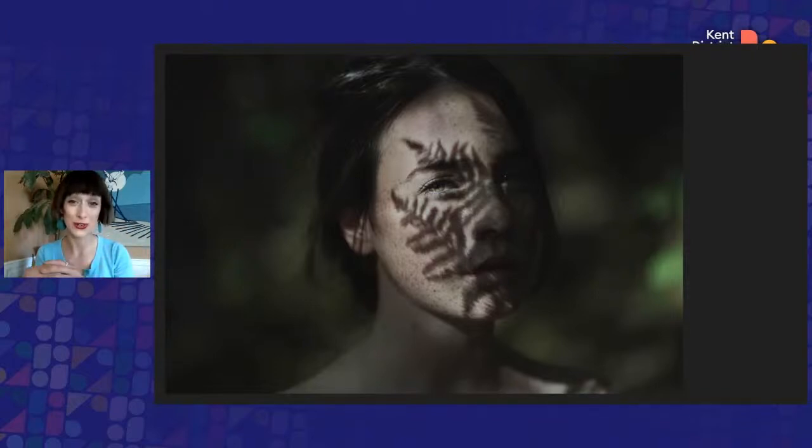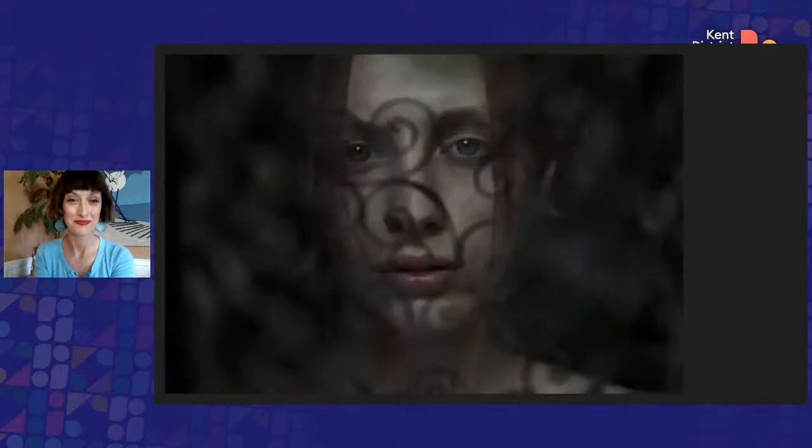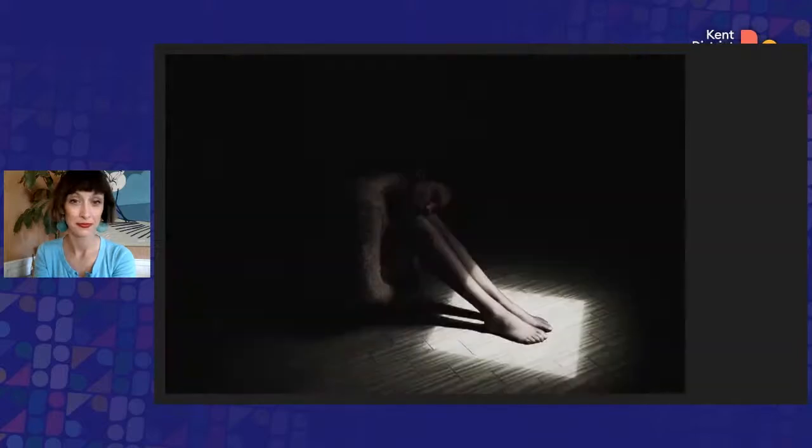So this here is a fern, and I love how her eye is really standing out as the center of interest. This is through a curtain. And this is a pocket of sunshine.